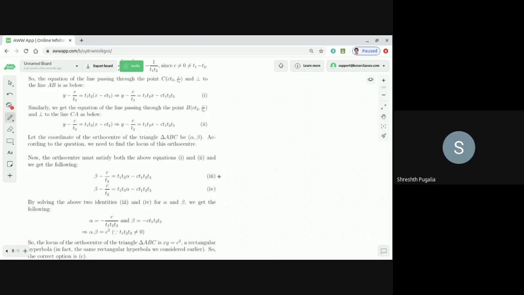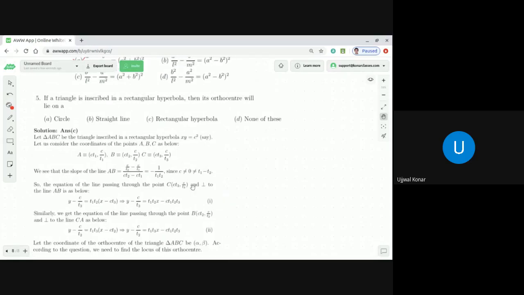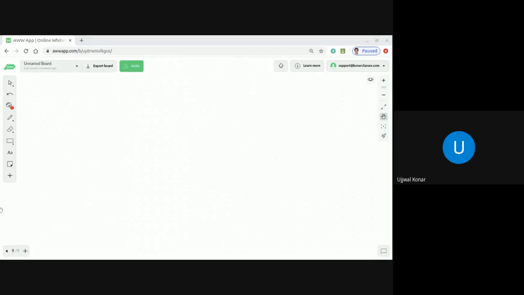Yes, sir. Correct. I understood. We get xy equal to c square. So xy equal to c square is nothing but a rectangular hyperbola. And we get the option C as the correct one. Okay, so let me now go to the next question. That is question number 6.